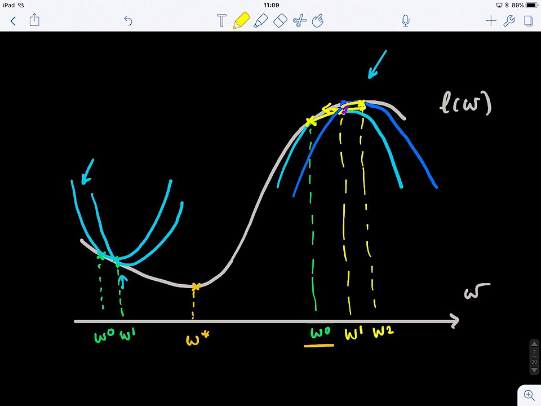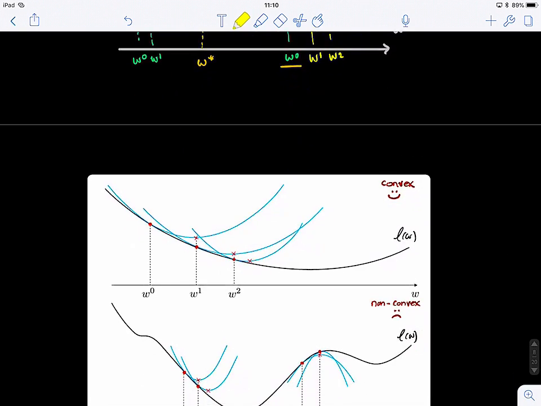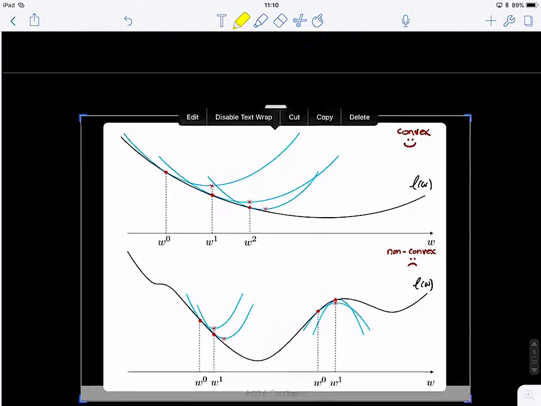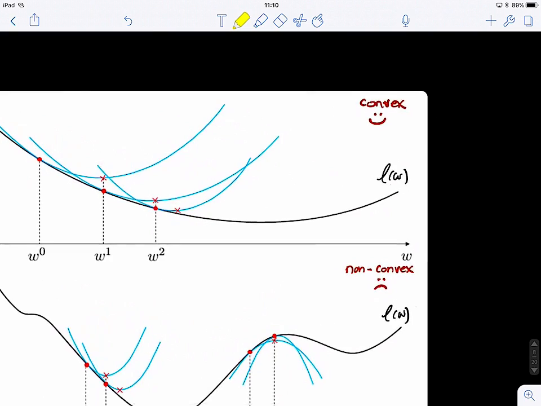So you can see that Newton's method, if you have a non-convex function and you start off in a concave part of the function, it will not go well, okay? So here are the cases. So let's look at this closely. So what do we have?